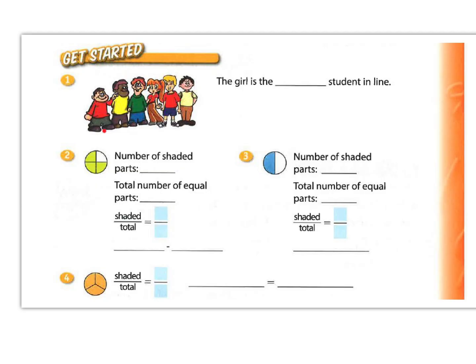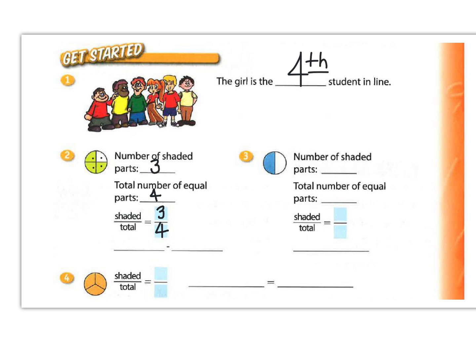All right, in the getting started part, it says the girl is the blank student in line. So 1, 2, 3, 4th person in line. Number 2 says number of shaded parts. So how many are shaded here? We have 3 parts shaded. And then how many total equal parts? 4 parts. So shaded is 3, the total is 4, so it's 3/4.